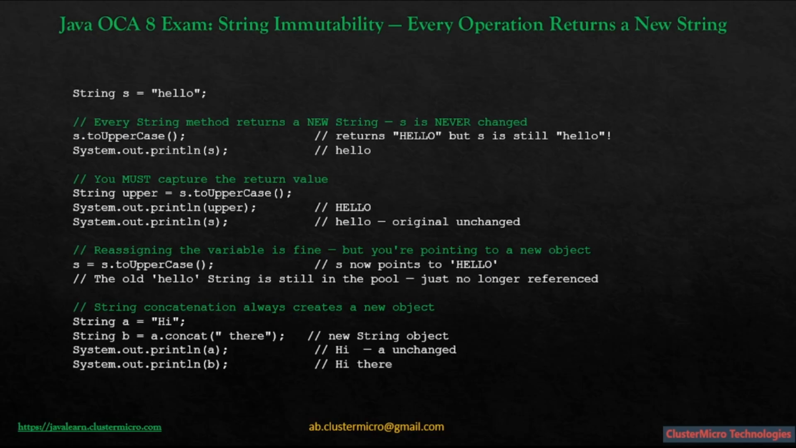Concatenation works the same way. String a = "hi"; String b = a.concat(" there"). System.out.println(a) will give hi only, and System.out.println(b) will give hi there. So concat creates a brand new string "hi there" and returns it. a is completely unchanged. It still points to hi. b holds the new string. These are two separate objects and two separate variables.